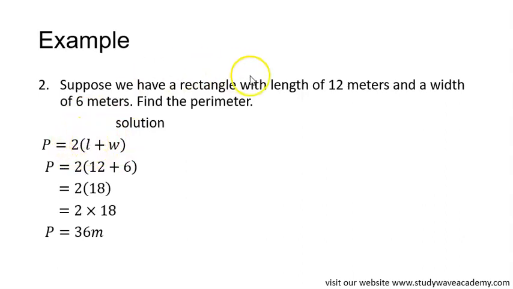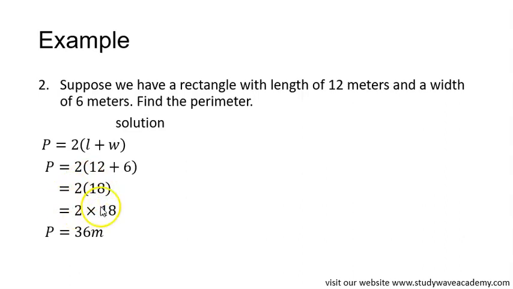L, which is the length, is 12, we write 12, and W, which is the width, is 6, we write 6. So we have here 2(12 + 6). We have input our numbers into the formula, right? So 12 plus 6 is what? 18, good. 12 plus 6 is 18. So we have 2(18).